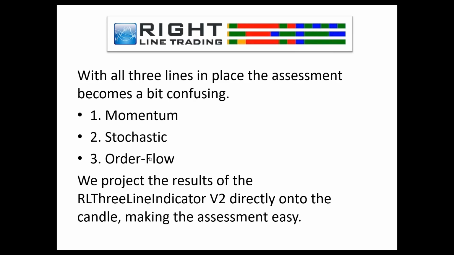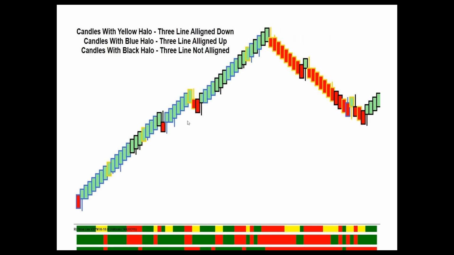So if you're trading multiple Forex pairs, we want to make it as easy as possible for you to know when that's aligned. So what we do is we project the results of the three line directly onto the candles, making the assessment really easy to determine. You can pick the color you want, and you can pick the thickness you want. But you can see here what I've chosen is when the order flow, stochastic, and momentum are aligned to the upside, the candle's outlined in blue.